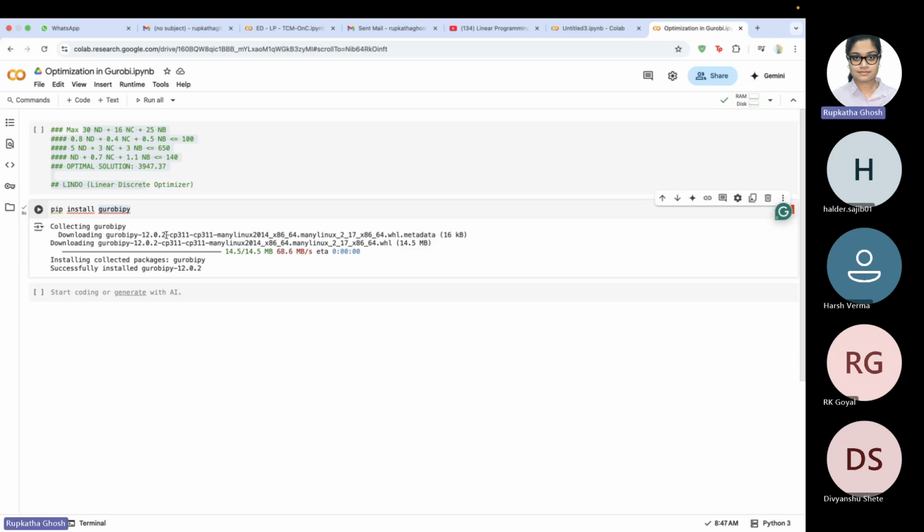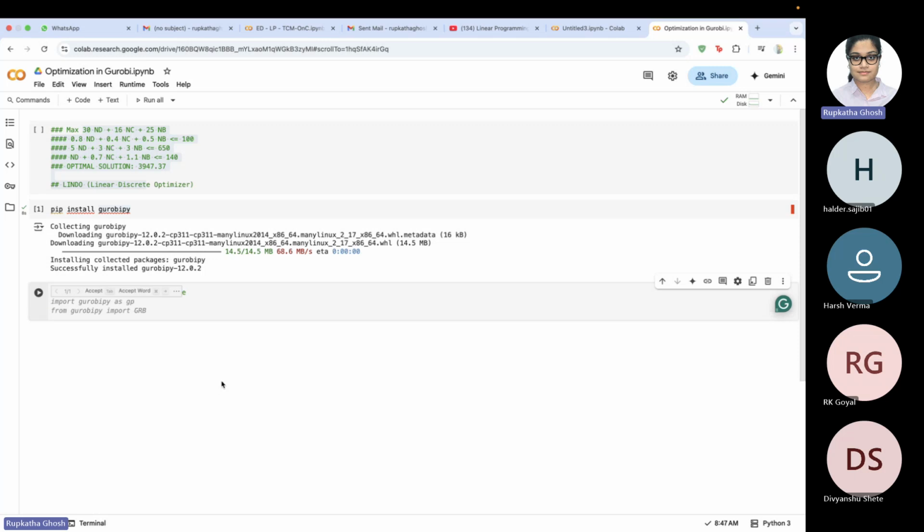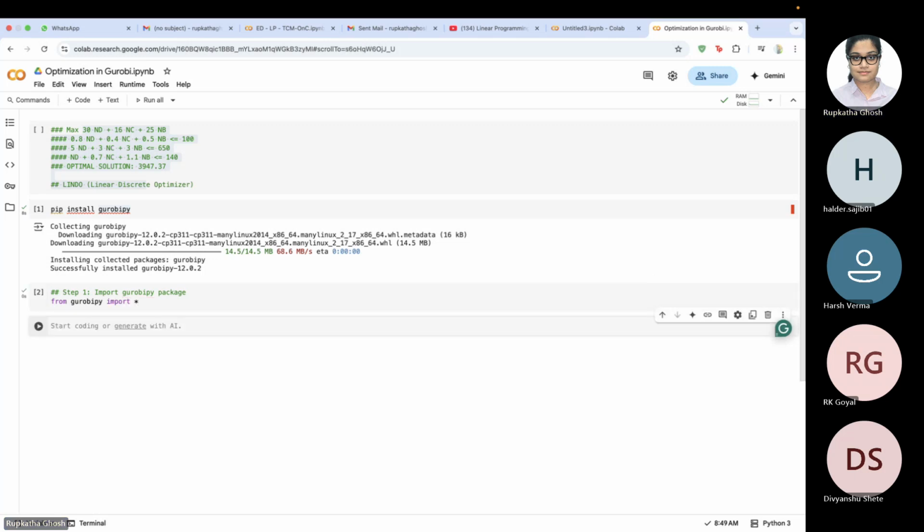Once you have done this, now step one. We will import the Gurobi Py package. For any kind of program that you write, you basically import, right? So from gurobipy, import everything, so we'll use star. Keep doing it with me. First, we need to import the package.